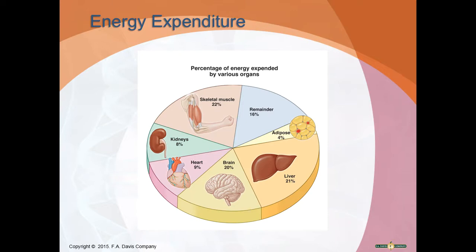It's through the process of metabolism that nutrients are transformed into energy or materials the body can either use or store. As shown here, some body systems demand a greater supply of energy than others. So the skeletal muscles take 22%, 16% is the remainder, but kidneys 8%, heart 9%, brain 20%, liver 21%, and the fat just 4%.